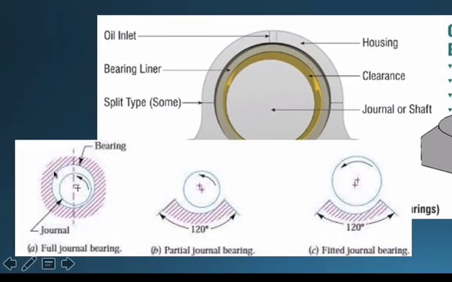This kind of journal bearing has a 360-degree support all around the rotating shaft. The second kind is a partial journal bearing, so the support is partial. And the third kind is the fitted journal bearing. The difference between the third kind and second kind is, for a fitted journal bearing, the diameter of the shaft will be bigger than the diameter of the bearing. But in the previous case, the diameter of the shaft is smaller than that of the bearing.